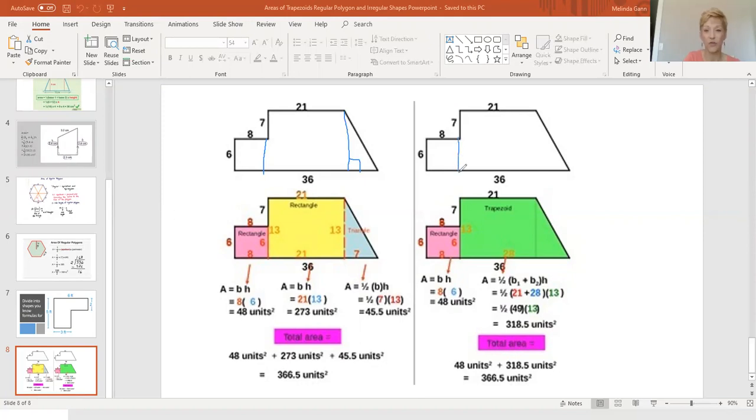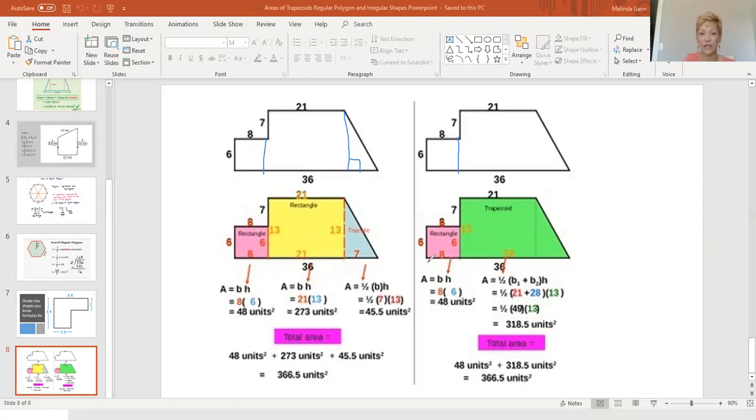They just kind of went straight down, and instead of doing 3 shapes, they were able to do 2 shapes because they noticed that that thing's actually a trapezoid. So they just did the rectangle plus the trapezoid. So that rectangle, just like the first one, is 48 square units. But let's review trapezoid. Remember, trapezoid, the parallel sides are the bases. Okay, those 2 sides are obviously not parallel. Okay, so those are my bases, the 21 and the 36. So I mean the 21 and the 28.